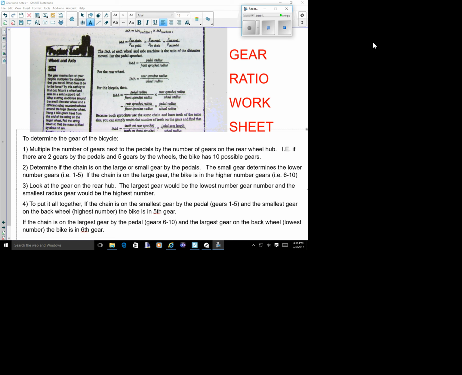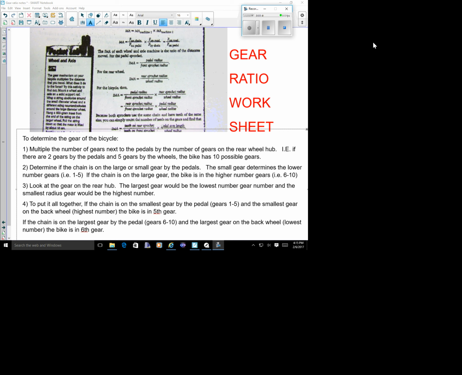So let's put all this together now. If the chain is on the smallest gear by the pedals, that's going to be the lower number gears, like 1 through 5. And the smallest gear on the back wheel, you got to remember, that's flip-flop. The smallest gear on the back wheel is your highest number. So that means you would be in 5th gear, because it would be the highest number of gears 1 through 5.